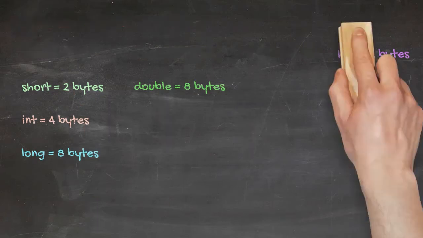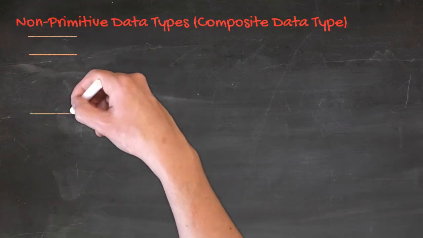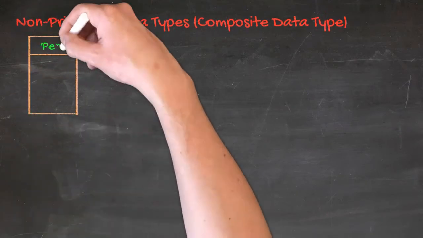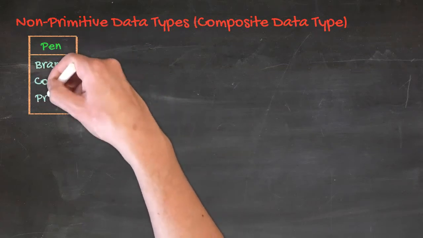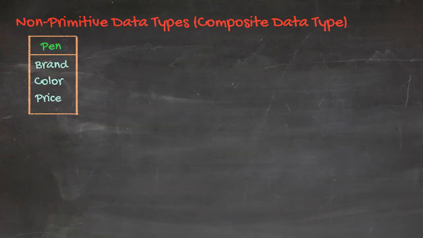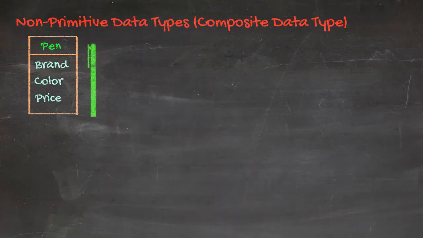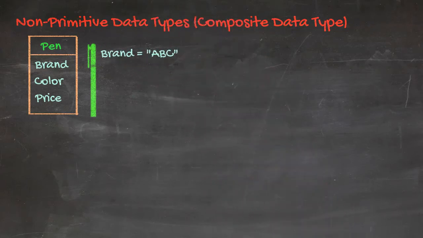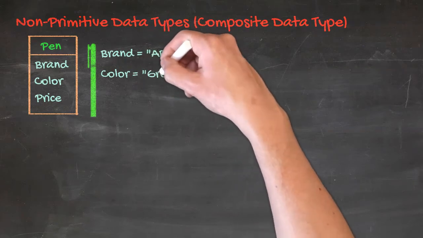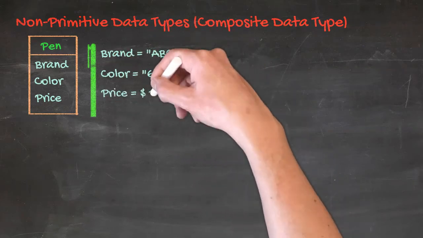Now let's see what our non-primitive data type means. Let's collect some properties of a pen. Pen can have brand, color and price, but there are other properties. But for now, let's go with these three. Let's define a pen according to our pen properties. Let's say this pen's brand is ABC, its color is green, and its price is $10.